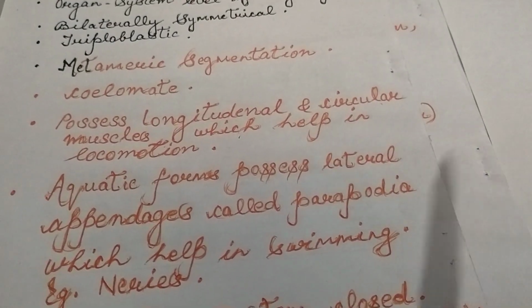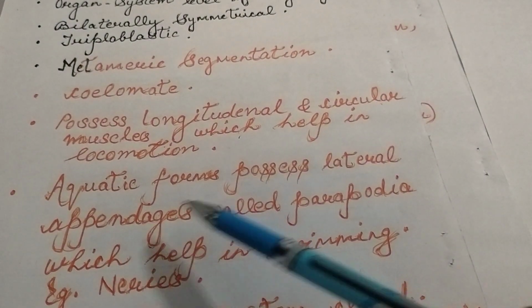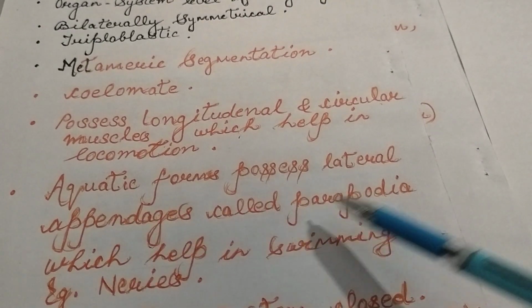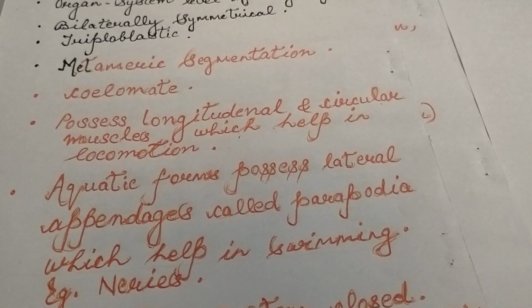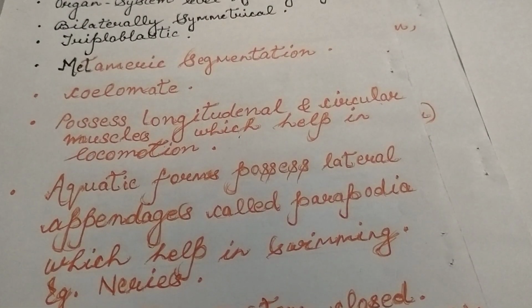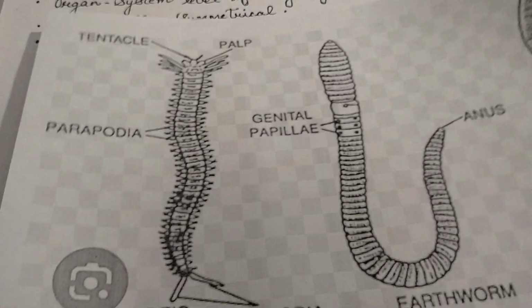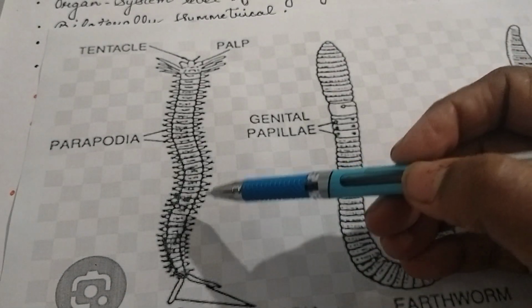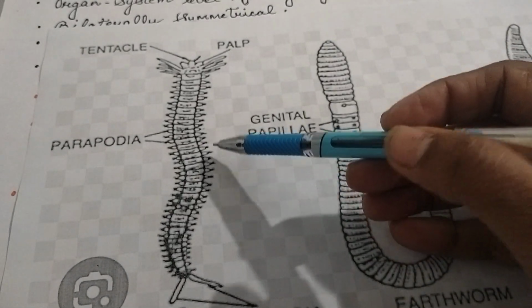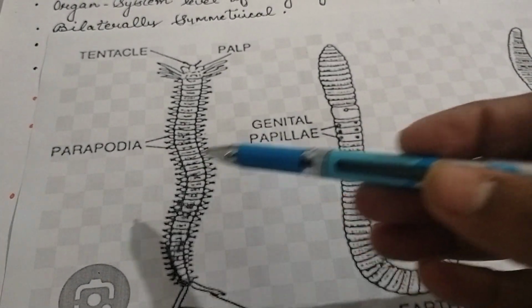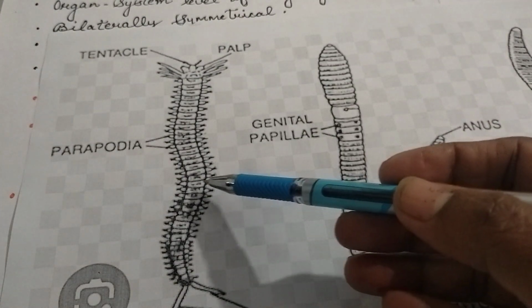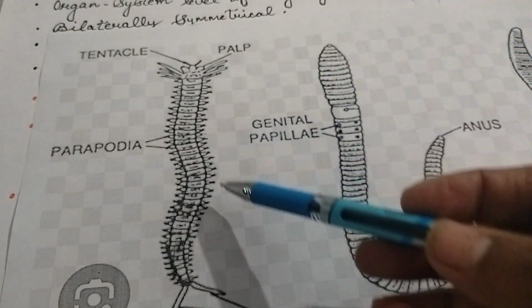Now in aquatic forms, those annelids which are present in water, these aquatic annelids possess lateral appendages called parapodia. Lateral appendages means, see, this is an example of an aquatic annelid, Nereis. Nereis is an aquatic annelid. See these, these are lateral appendages. These are the body segments and these are what? Appendages. Appendages means any structure which is attached to the main body.